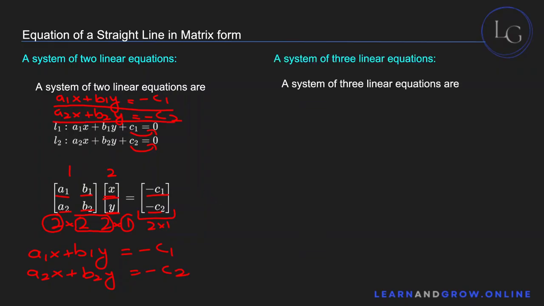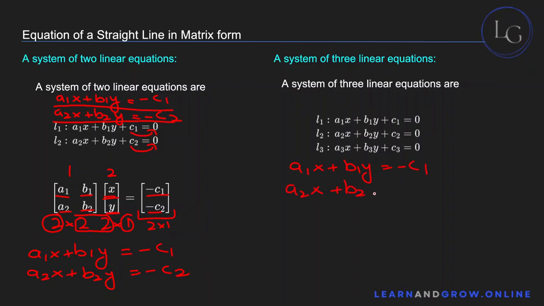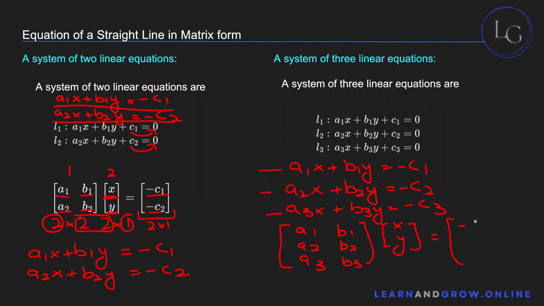Now let's look at a system of 3 linear equations. And again, let's do this ourselves. This will become A1x plus B1y is equal to minus C1, A2x plus B2y is equal to minus C2, A3x plus B3y is equal to minus C3. Now again, the first matrix will have simply two columns, but in this case, three rows. So A1, A2, A3, B1, B2, B3. They will be multiplied with the variable matrix x, y, and that will be equal to the matrix of minus C1, minus C2, minus C3.